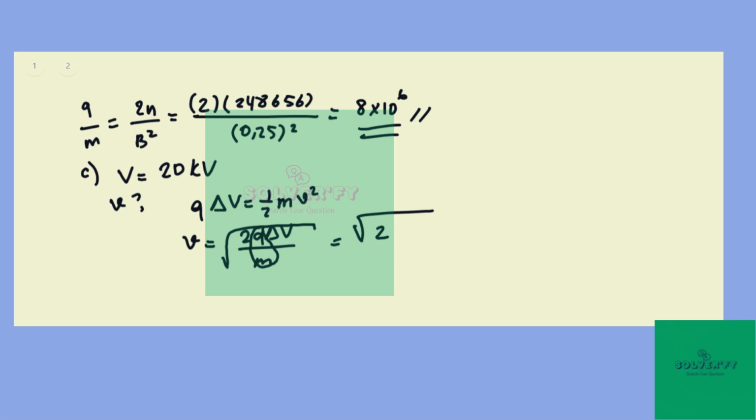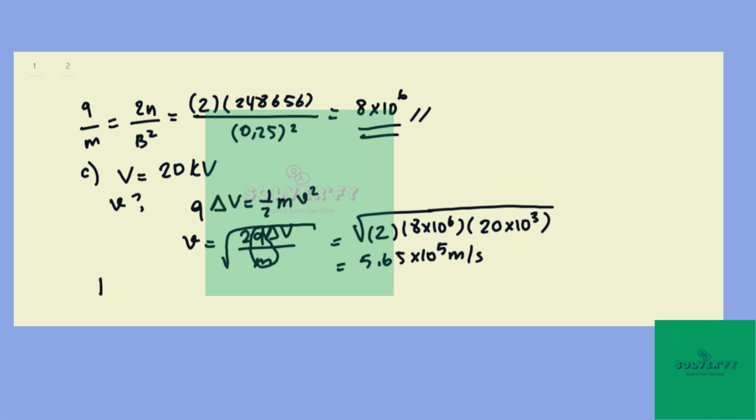2 times 8 times 10 to the power of 6 times delta V, 20 kilovolts, right? So it's 20 times 10 to the power of 3 volts. This is going to be something like 5.65 times 10 to the power of 5 meters per second.